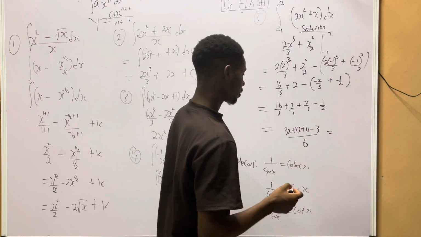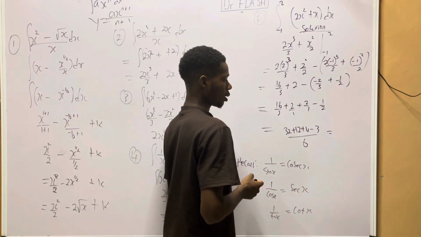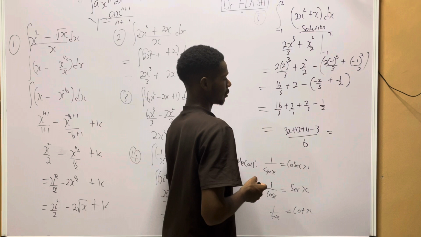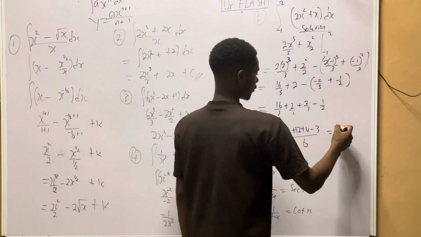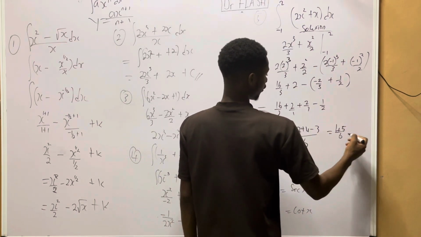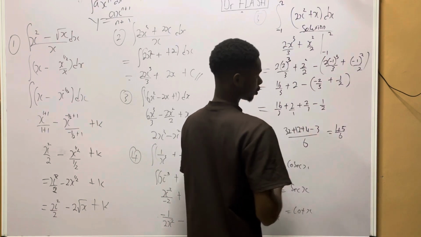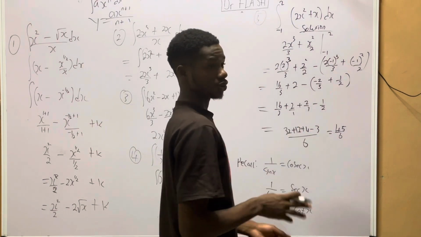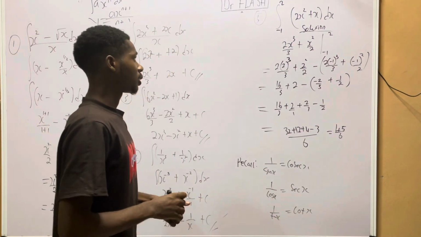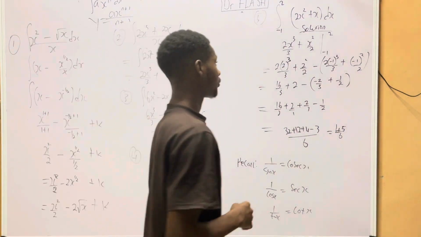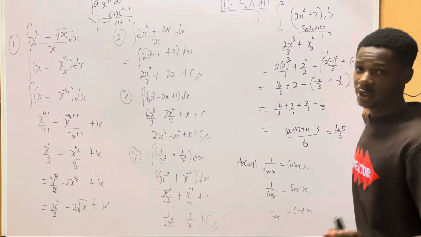32 plus 12, that gives us 44. Plus 4, that's 48. Minus 3, that's 45. So you should be having 45 over 6, of which you can reduce to the simplest. Now I advise you to be very careful for questions like this, just so you don't make any mistake.